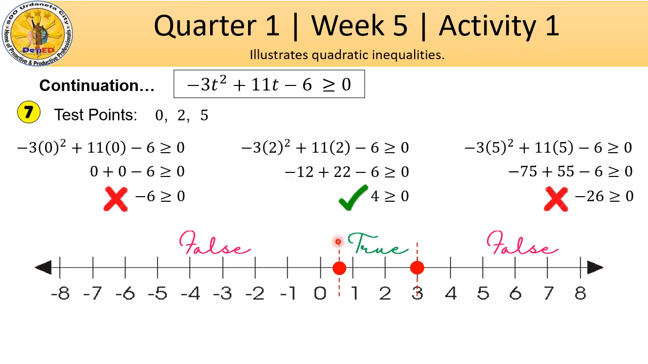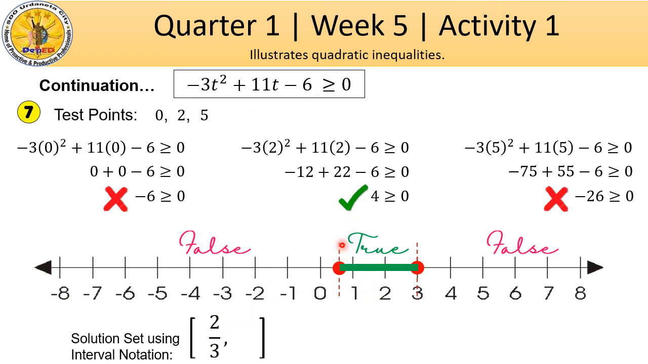So, as we can see, this region is our solution set. Kaya naman, shaded dapat ito. And then, this is how we write our solution set using interval notation. So, una, brackets ang ating gagamitin dahil ang ating circles ay shaded. Or, ang ating inequality symbol dito sa ating given ay greater than or equal. And then, 2/3 from this root, and then comma 3 this root. So therefore, real numbers from 2/3 up to positive 3 are our solution set.